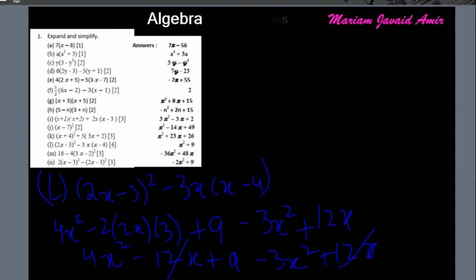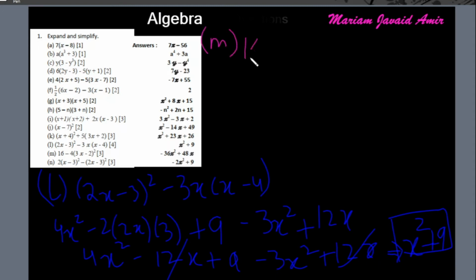We get 4x square minus 3x square is x square, and then we have 9, so we get x square plus 9. Answer for part L.